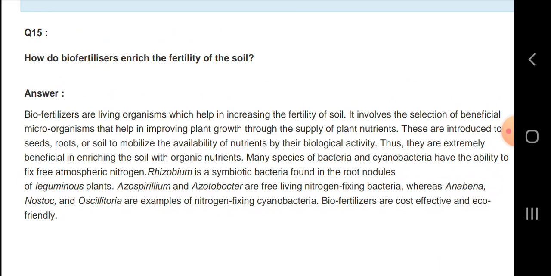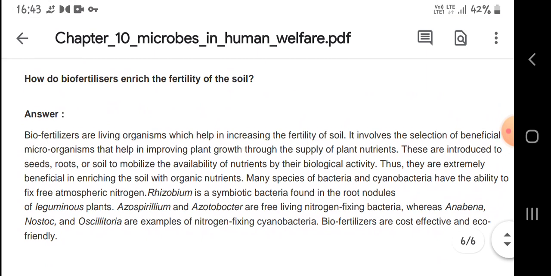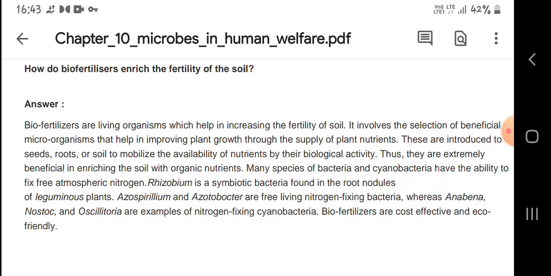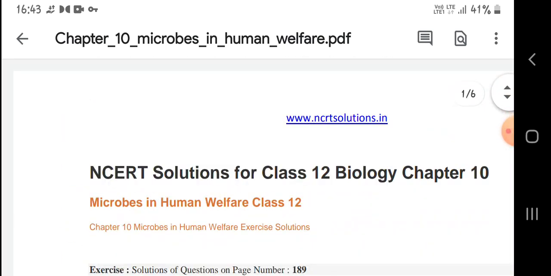Finally, the last question of your chapter microbes is, how do biofertilizers enrich the fertility of the soil? Biofertilizers are living organisms which help in the increase of fertility of soil. It involves the selection of beneficial microorganisms that help in the improvement of plant growth through the supply of plant nutrients. These are introduced to seeds, roots or soils to mobilize the availability of nutrition by biological activity.